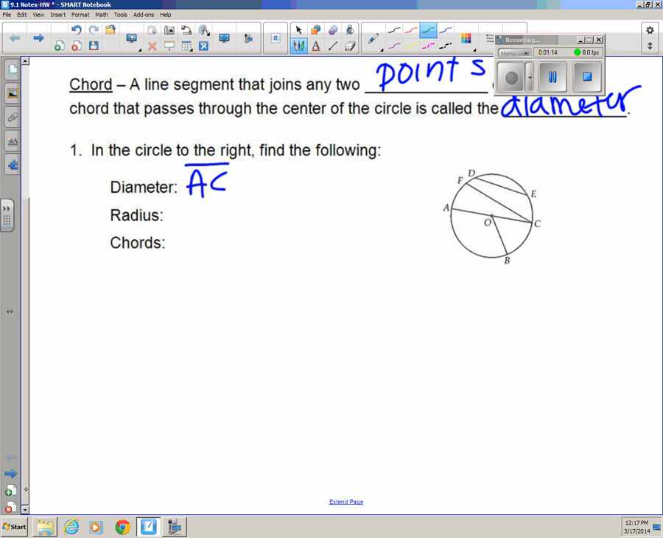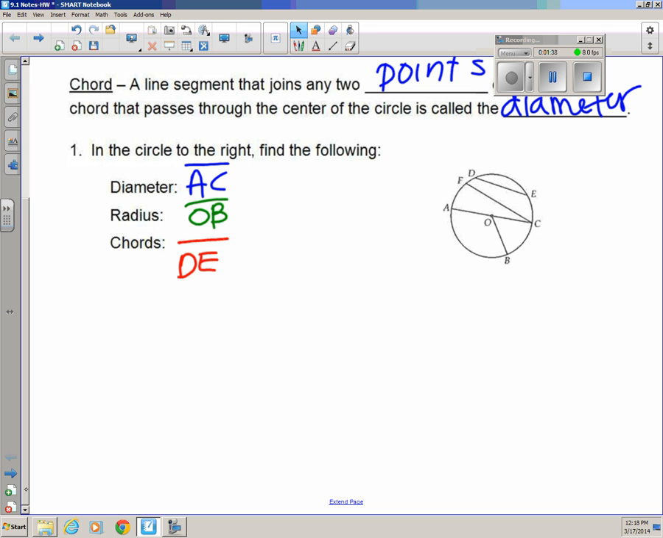A radius is any segment that goes from the center to a point on the circle. It's also a line segment. I'm going to go for radius OB, not the only one, just name one. And if you name a chord, not the diameter, but a different chord, you'd have any 2 points on the circle. So I'm going to name one of them DE. Notice again that you've got to use the appropriate notation, the line segment symbol on top.